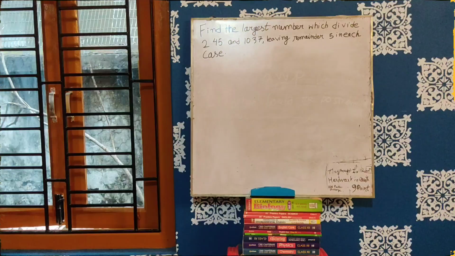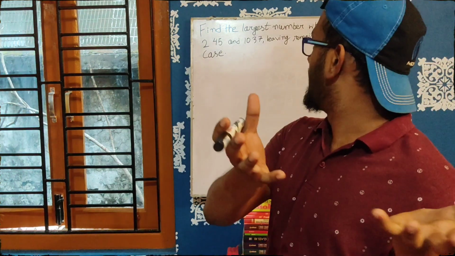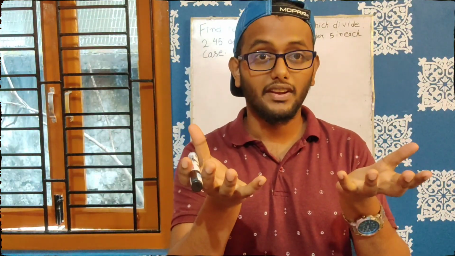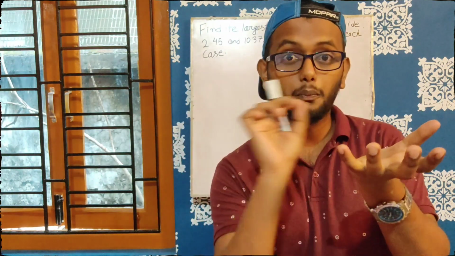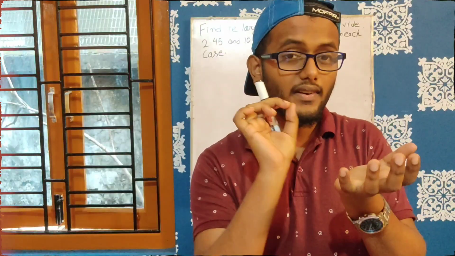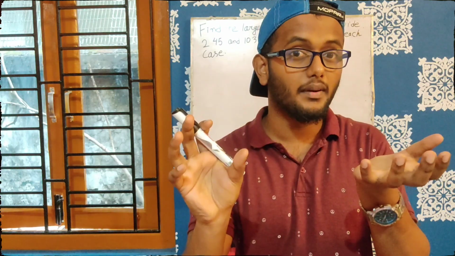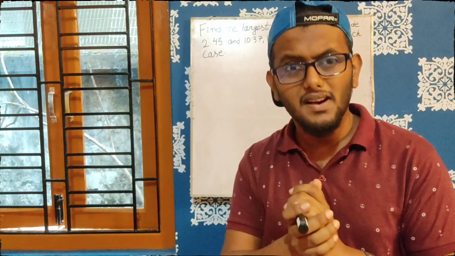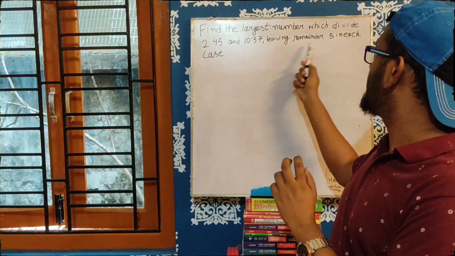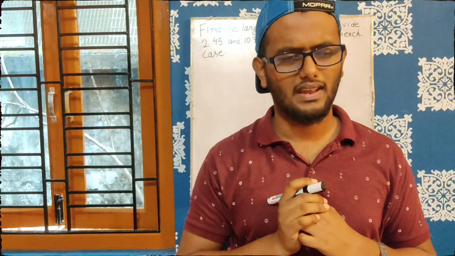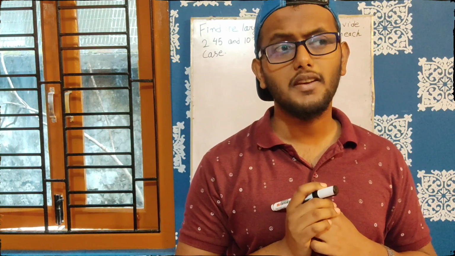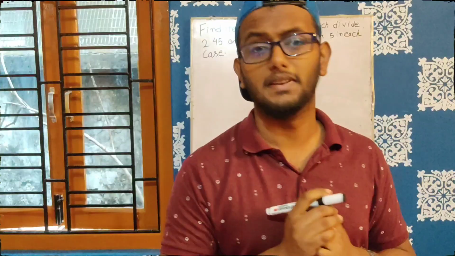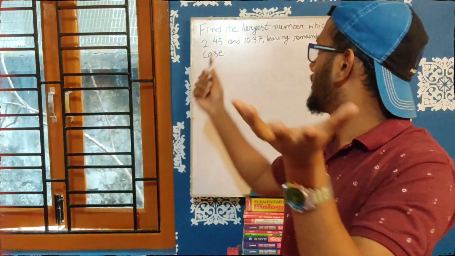Now what they have said, how to find this one. So 245 is given and 1037 is given. They have said find the largest number which divides both the numbers. If a number divides both the numbers, then it would be the highest common factor, that means HCF. But what they have said: leaving remainder 5 in each case. Leaving remainder 5. That means, let's say 245.